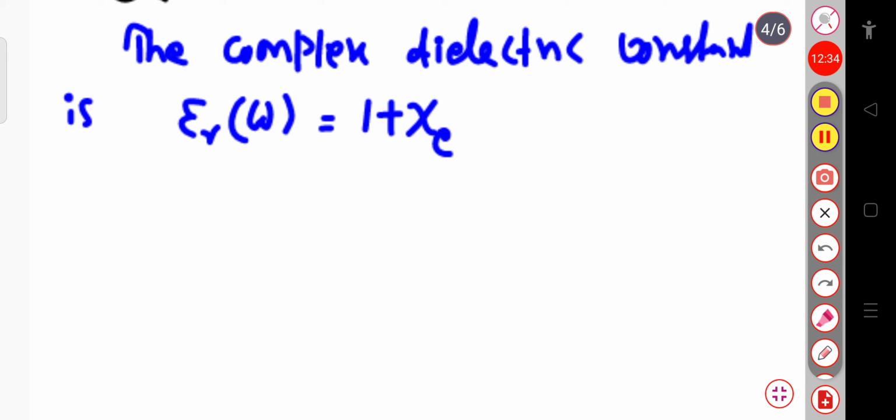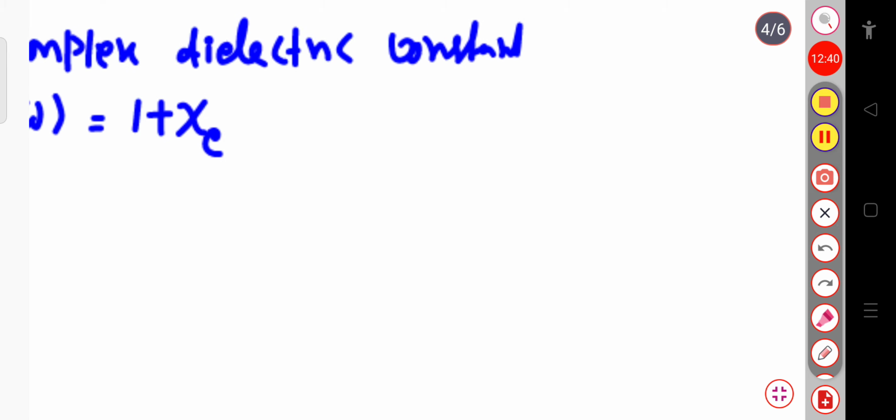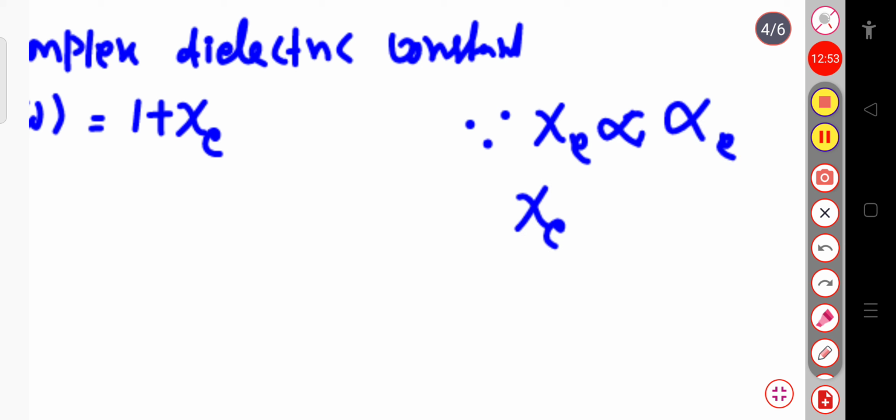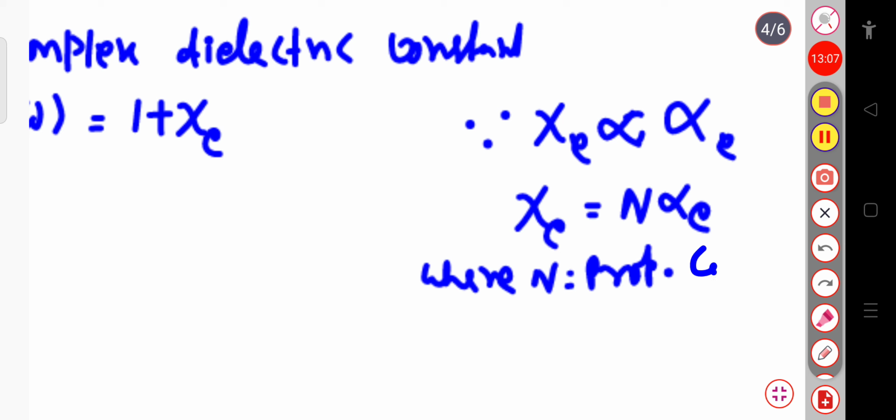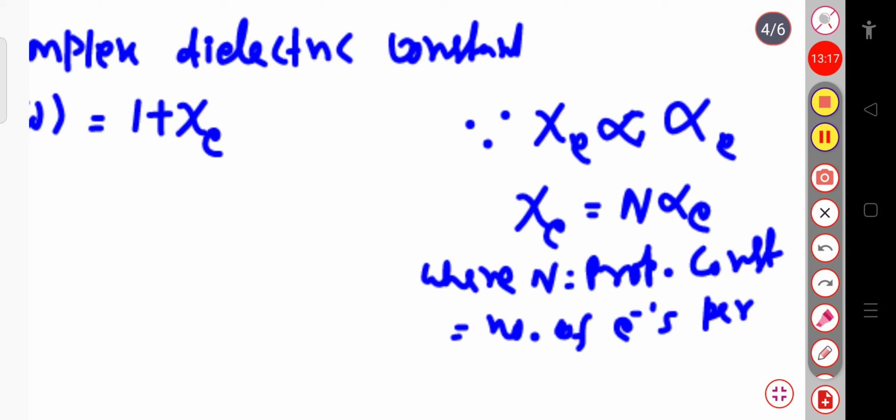Now, since you know this chi e is directly proportional to the electronic polarizability, therefore chi e will be equal to some proportionality constant N times alpha e, where this capital N, the proportionality constant, is also known as the number of electrons per unit volume.